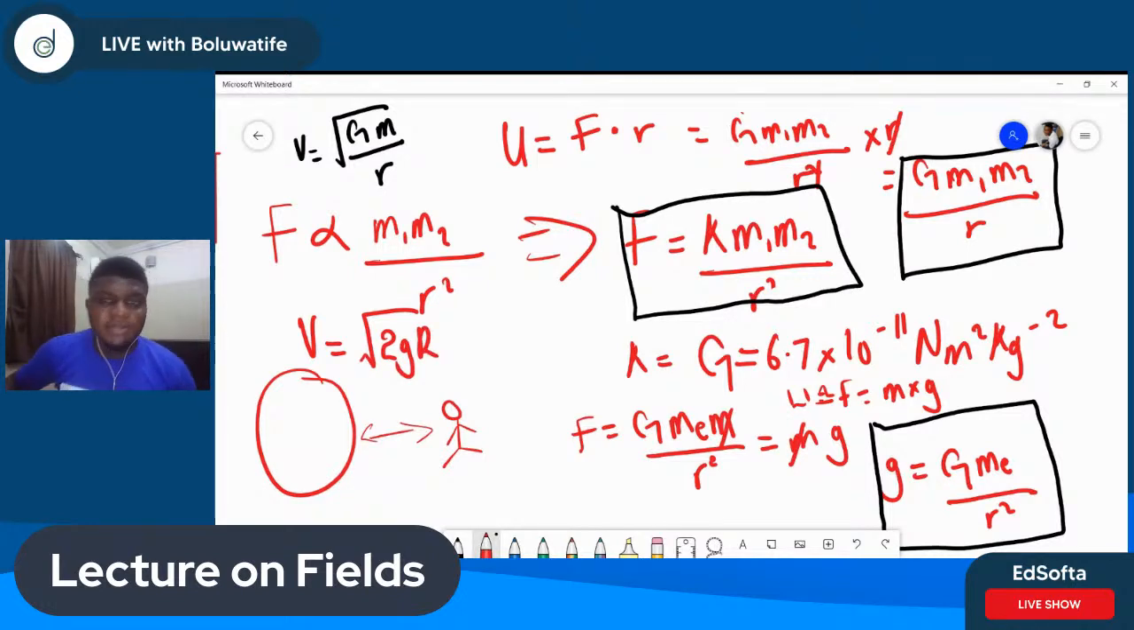So you just need to keep these formulas in mind. There are a bunch of formulas in this field. Okay, so that's gravitational field for you.